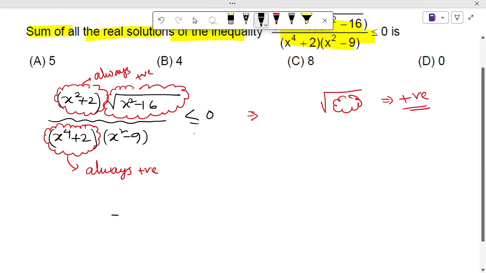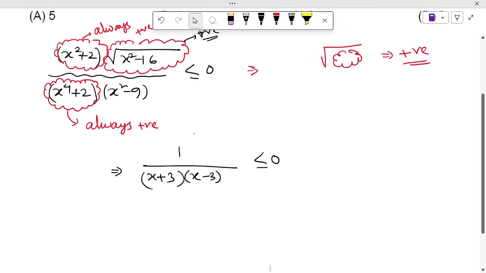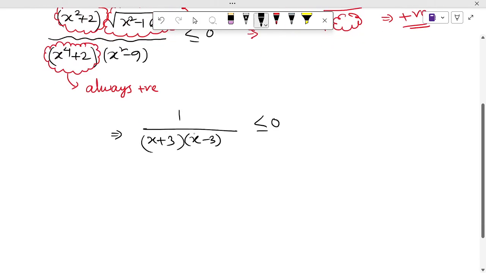So this part is positive, and this is also positive. All the positive parts I am deleting from the inequality. So the only part remaining is x square minus 9 in the denominator. So (x plus 3)(x minus 3) less than or equal to 0. Here the critical points are 3 and minus 3.